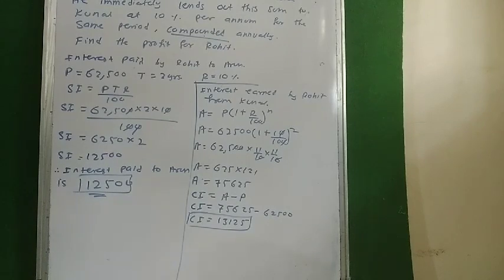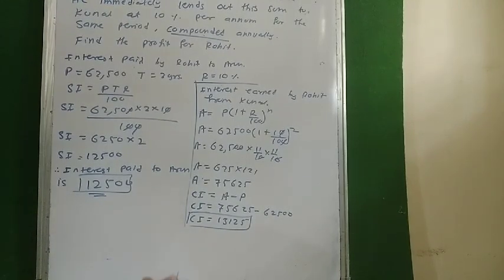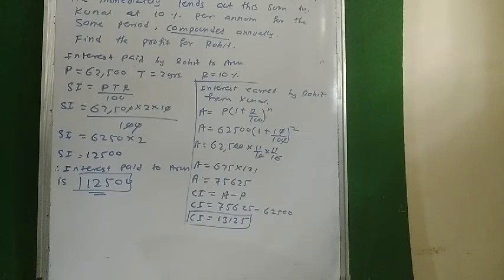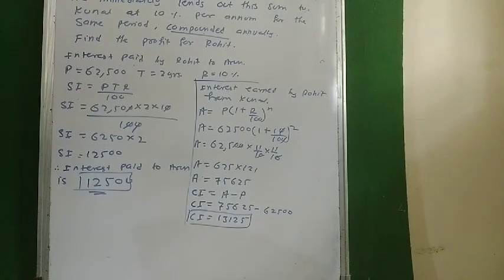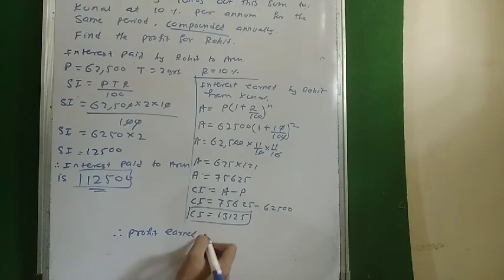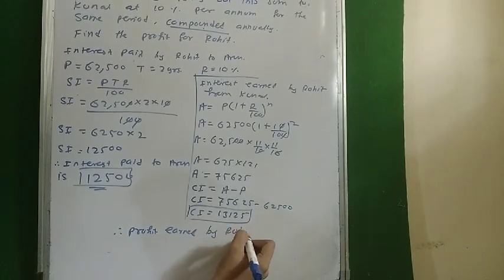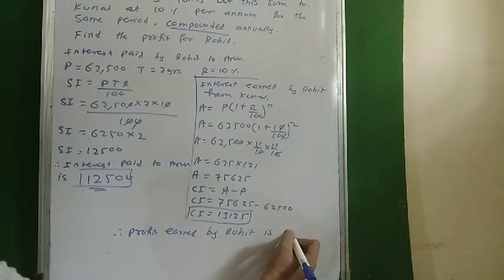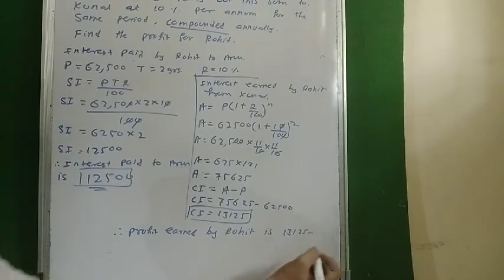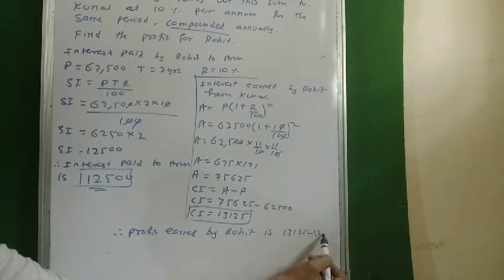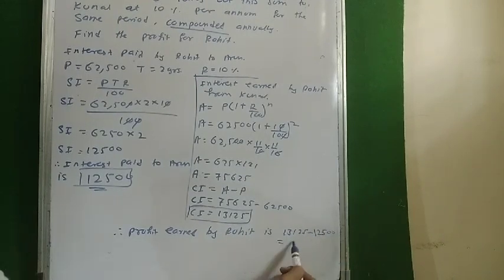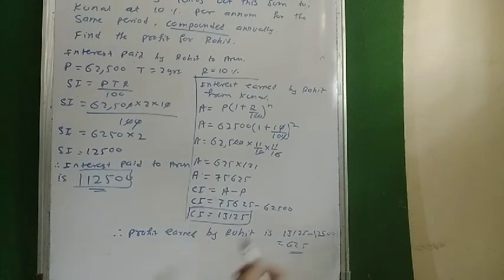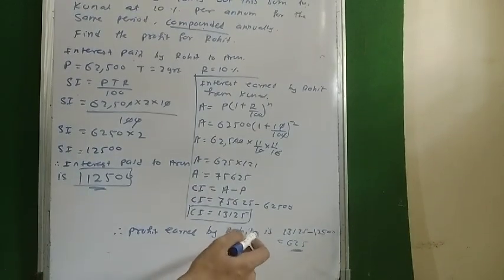So the difference between the interest. Therefore, profit earned by Rohit is 13125 minus 12,500. So it is 625. The difference is 625. 625 is the profit earned by Rohit.